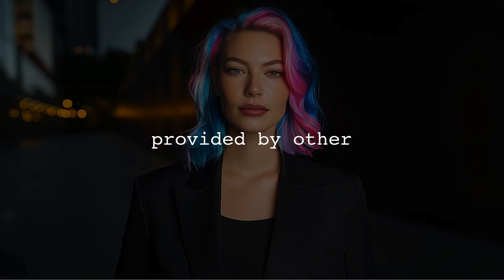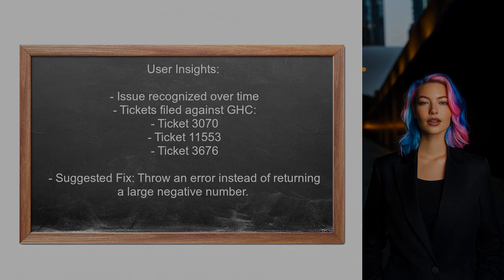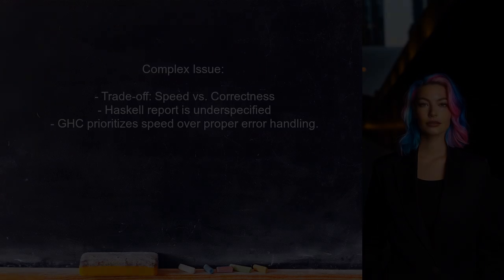Now let's look at the answers provided by other users. One user points out that the issue of rounding NaN in Haskell has been recognized for some time. They reference several tickets filed against GHC that discuss this problem. They believe it is a genuine bug that should be addressed by throwing an error instead of returning a large negative number. The user explains that this issue is complex, involving trade-offs between speed and correctness. They note that the Haskell report lacks clarity on this matter, leading GHC to prioritize performance over proper error handling.